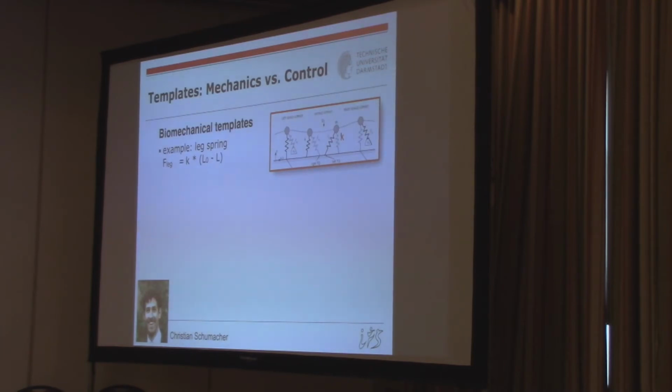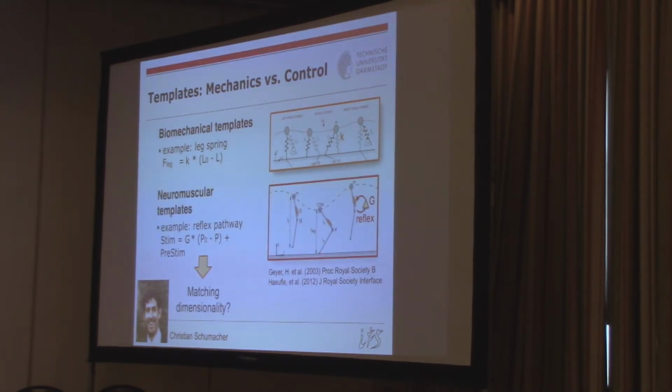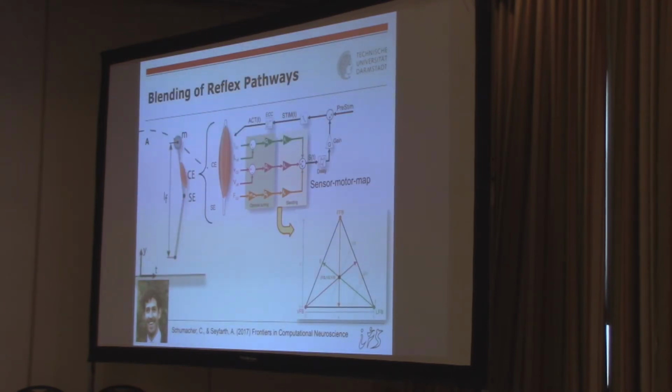If I talk about template models, which are basically mechanical template models, we can also use them as control template models. This model, developed again by Hartmut in 2003, is a reflex control for hopping. You have the muscle, and you have the reflex control using the signal from the same muscle to tune the activation. And recently, one of our students worked on how we can blend different reflex signals and develop different metrics.